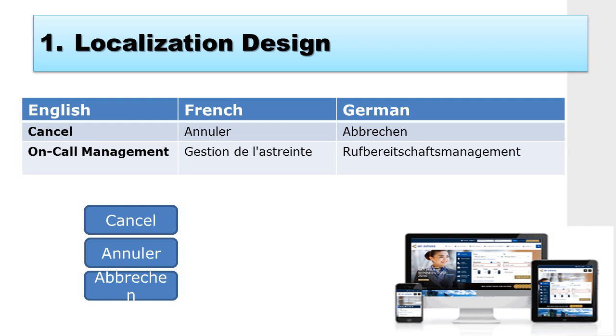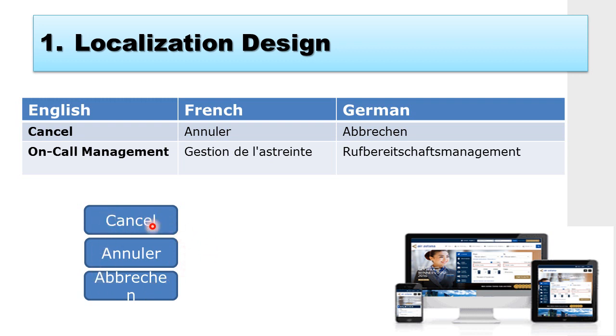So here's an example of just some strings where they can grow bigger, right? I've taken 2 sample strings here. One is cancel and one is on call management. Cancel would be a typical button. I've translated it into French and German, and obviously French is a little bit longer, and then German is longer again, "Abbrechen". In the example here, we've actually created the buttons just so you can get a feel for what it's like. Now it's quite basic, but you get the idea.